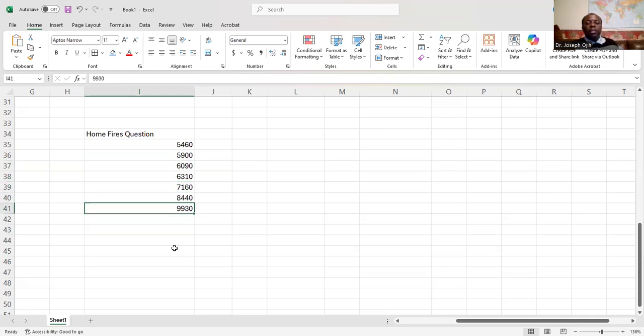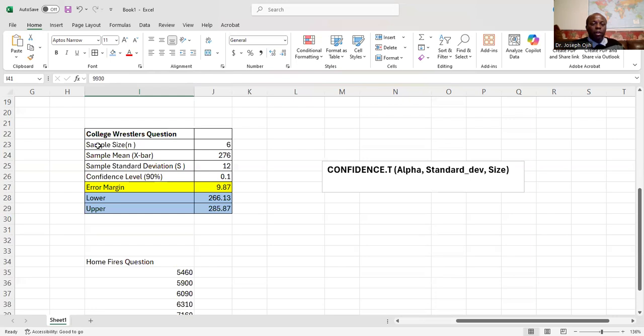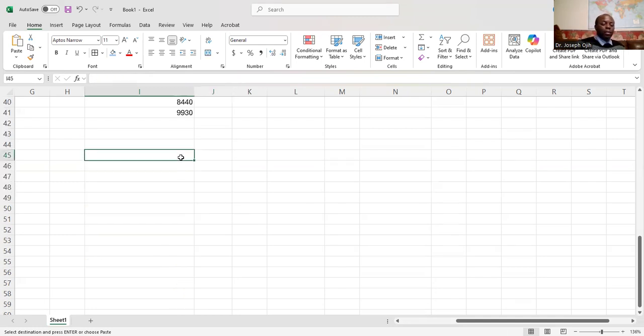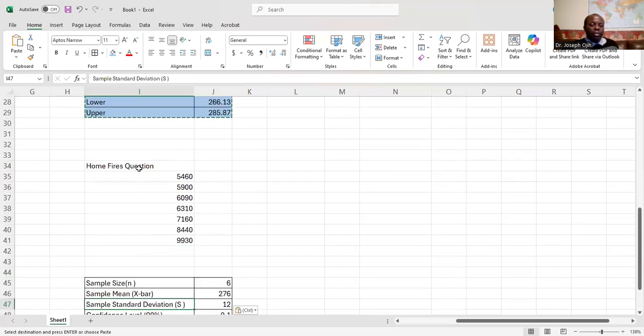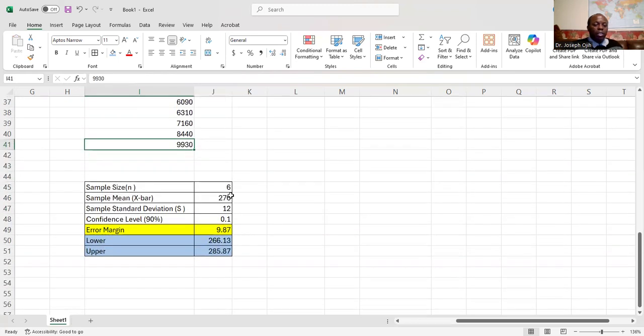Now, to calculate the confidence interval using Excel, since we have done it before, I can just copy the data set from here. That's the good thing about Excel. When you do it the first time, you can just copy it. As I'm changing this, I want you to watch the lower interval and upper interval because they will be recalculated. For example, now the sample size is 7. If I change it to 7, watch, you see that this will recalculate.